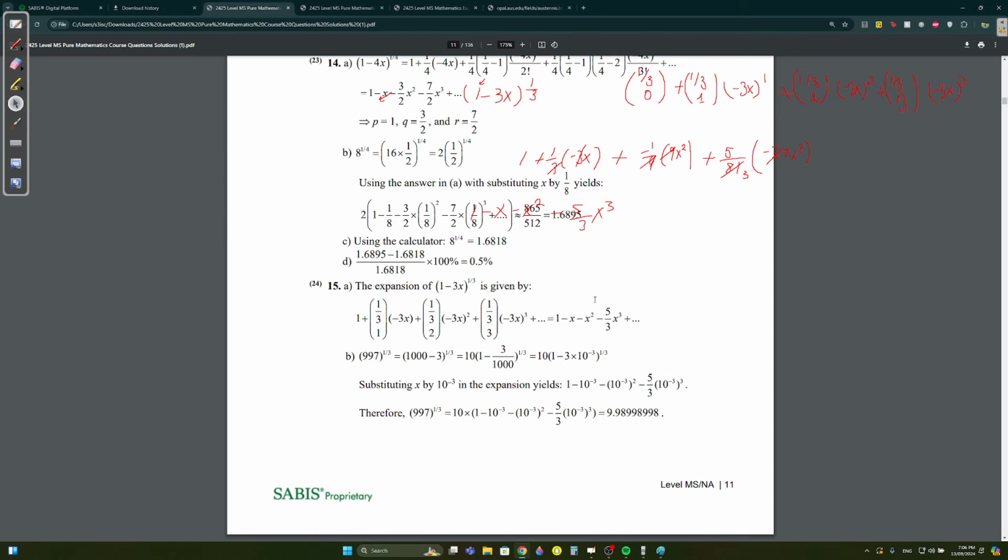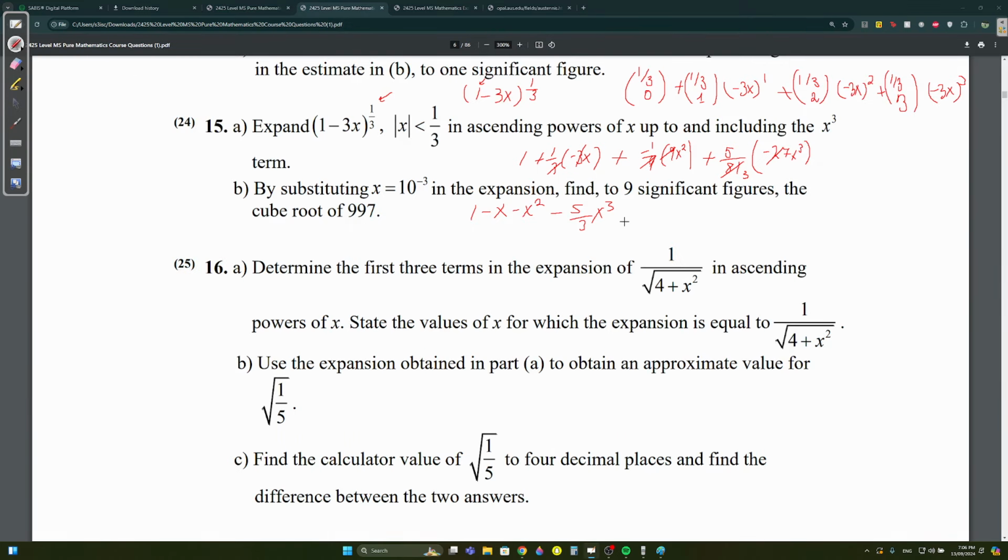One minus x squared minus 5 over 3 x cubed. So always, it's good to put dot dot dot because there's more in this expansion that we didn't write, so just put the dot dot dot to indicate, you know, there's more, okay?